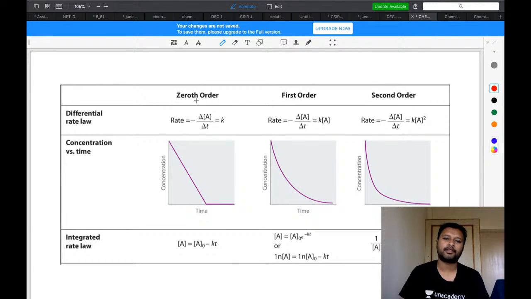Now the next thing is graphs. Okay, the study of graphs. It's very important to study them because chemical kinetics is all about these things.